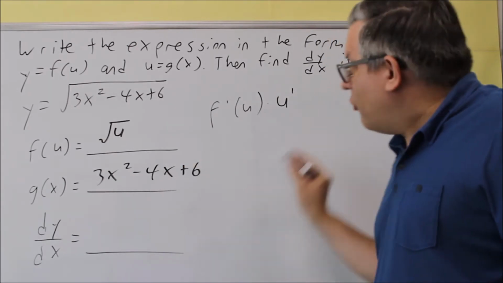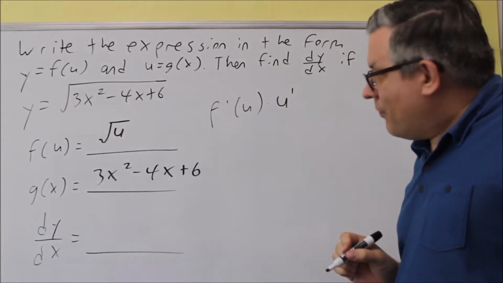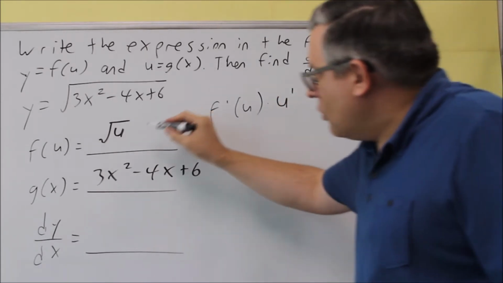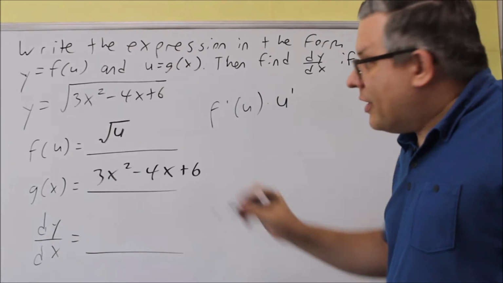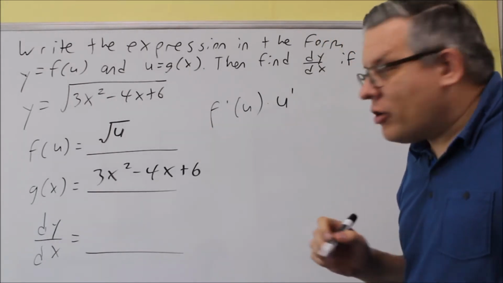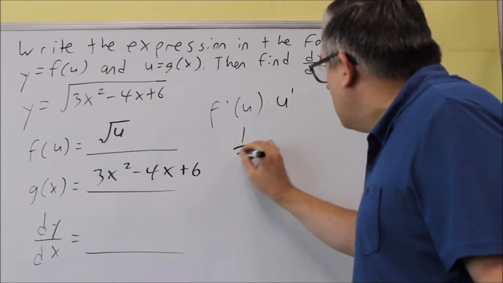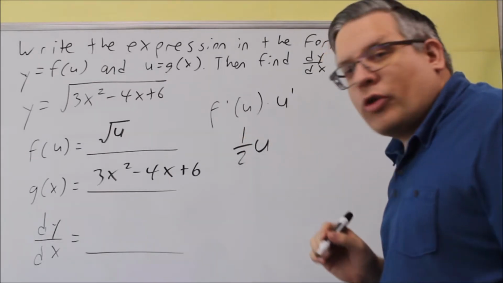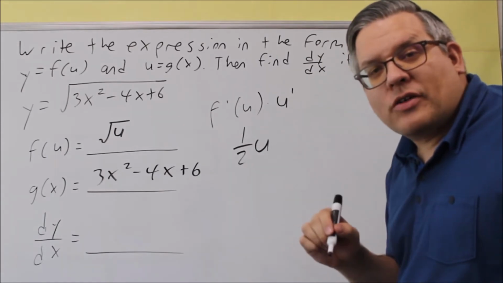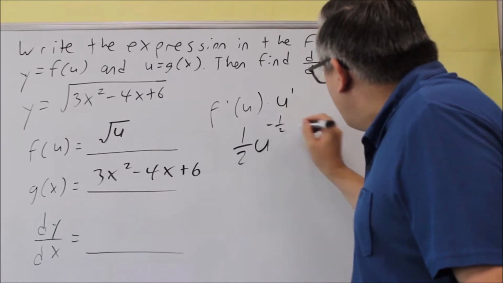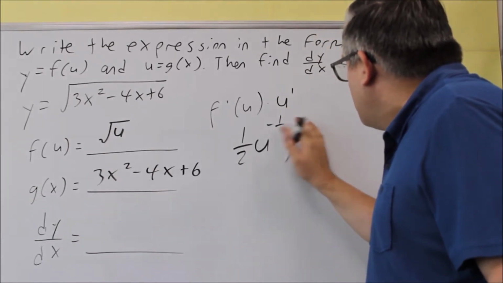To find the derivative, we have to follow this formula: derivative of the outside times derivative of the inside. We're going to do this first. Now the square root is the same thing as u to the 1/2 power. So when you use the power rule, the 1/2 power comes down. We have u, we're going to subtract 1. So if we do 1/2 minus 1, we get negative 1/2 right here.